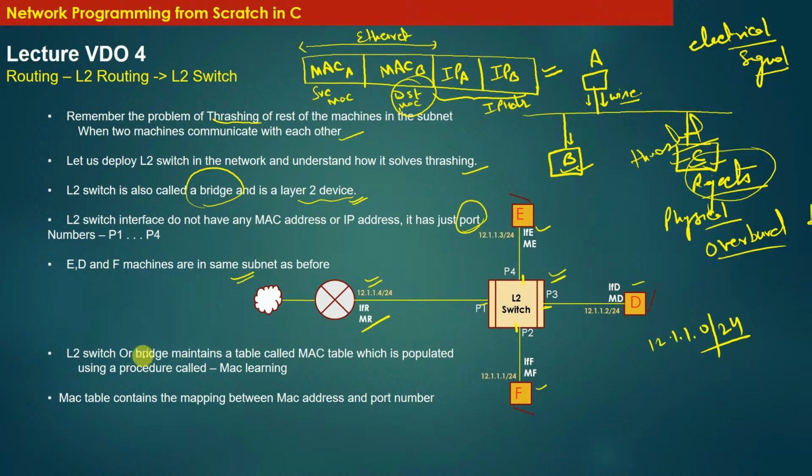An L2 switch or bridge maintains a table called the MAC table. Remember, an L2 switch works with the MAC table, which is populated using a procedure called MAC learning. We will discuss the details of MAC learning. The MAC table contains a mapping between the MAC address and the port number. We will see how the MAC table is populated, what MAC learning is, what the MAC table actually contains, and how its content is used to avoid the problem of thrashing.